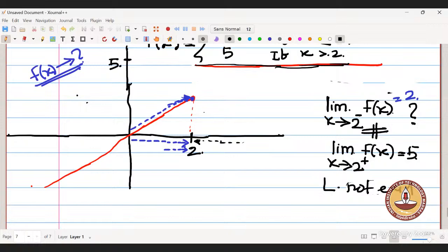But in the answer, sir, they are saying the right limit exists at x equal to 2. Oh, so it will be 5. So both are different. The right limit exists, it's 5. The left limit also exists, this is 2. But they are not the same. That's why the limit of the function is not existing. Yes, the limit of the function at x equal to 2 doesn't exist. Okay, sir.